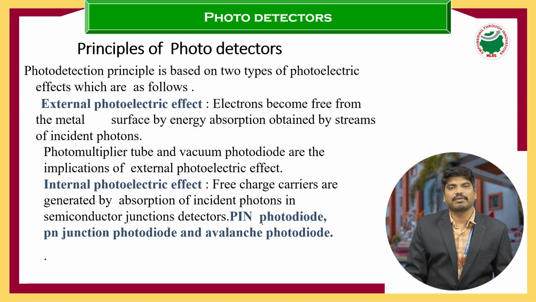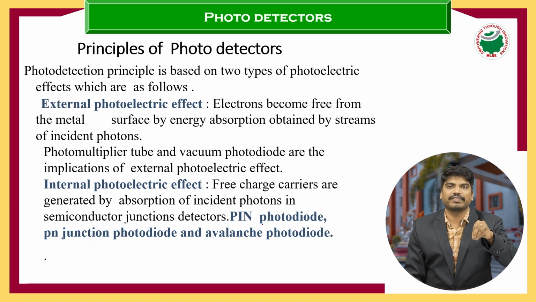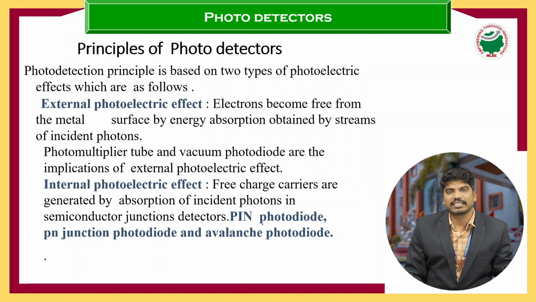And what are the principles of these photodetectors? There are two types of principles involved in these photodiodes. Number one is the external photoelectric effect. When light strikes the surface of a semiconductor material, it can eject electrons and lead to the flow of current in the circuit. Such a photoelectric effect is known as the external photoelectric effect, and the other one is the internal photoelectric effect.